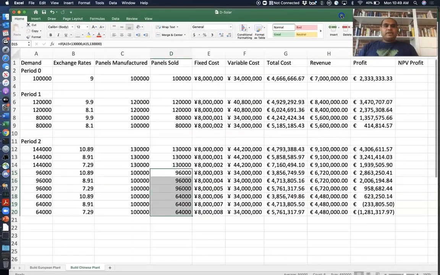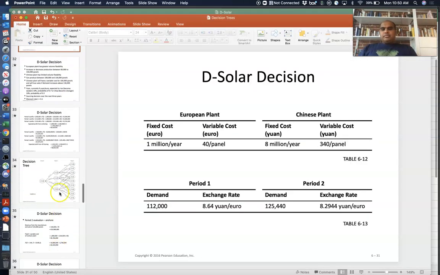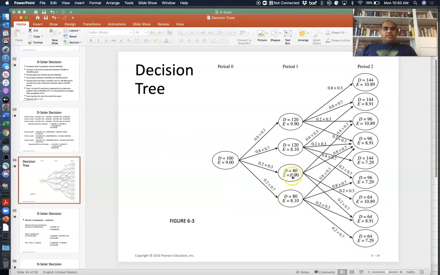Okay, now let's calculate the net present values of profit. One of the things that we didn't carefully track, unlike the previous cases, are the probabilities. But we know the probability. So if you look at the decision tree, you'll know that demand going up and exchange rate going up has a probability of 0.8 times 0.3, that is 0.24. Demand going up but exchange rate going down has a probability of 0.8 times 0.7, that's 56%.